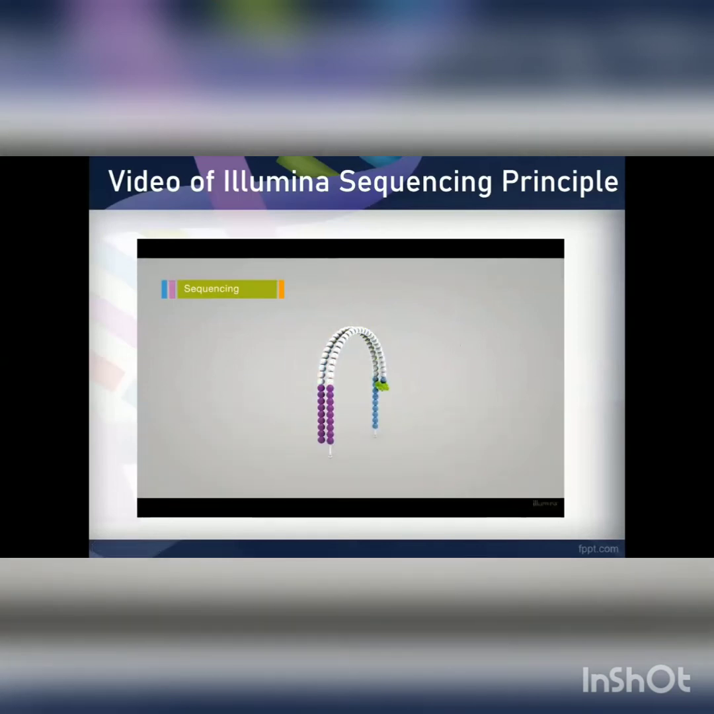Polymerases extend the second flow cell oligo, forming a double-stranded bridge. This double-stranded DNA is then linearized, and the 3' ends are blocked. The original forward strand is cleaved off and washed away, leaving only the reverse strand. Read 2 begins with the introduction of the Read 2 sequencing primer. As with Read 1, the sequencing steps are repeated until the desired read length is achieved. The Read 2 product is then washed away.